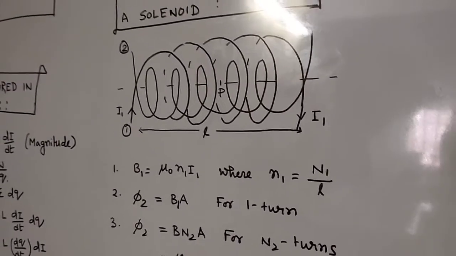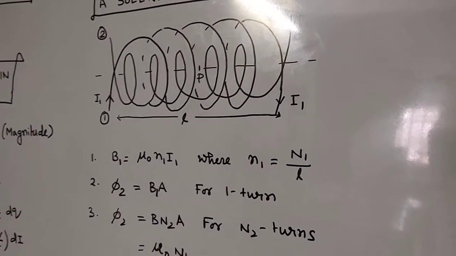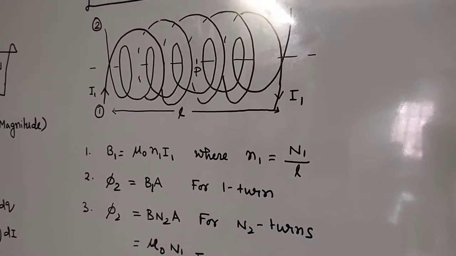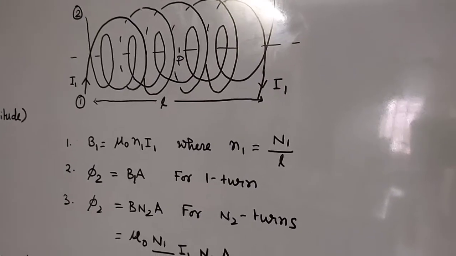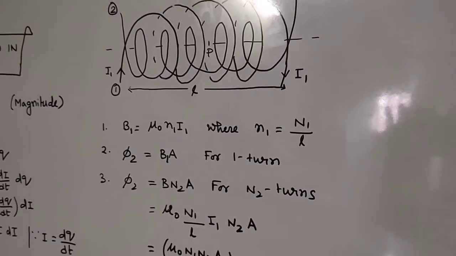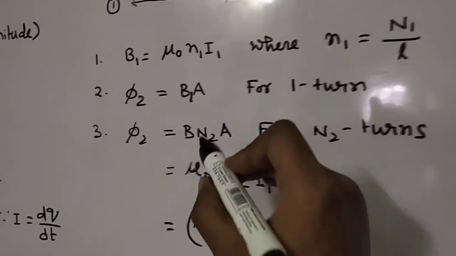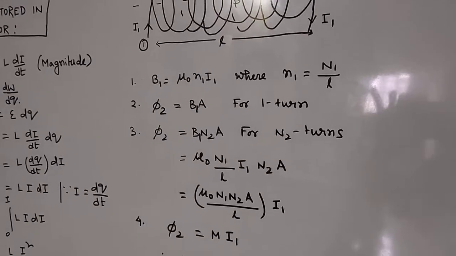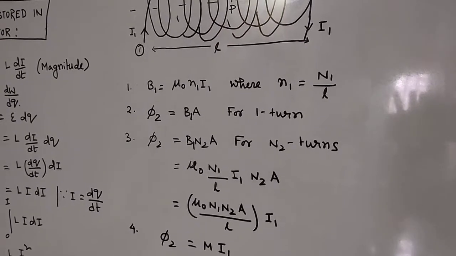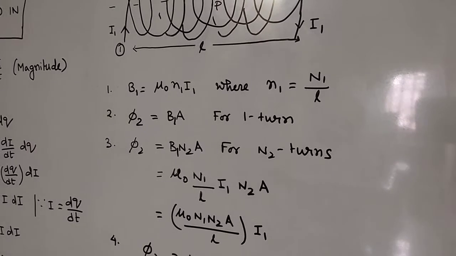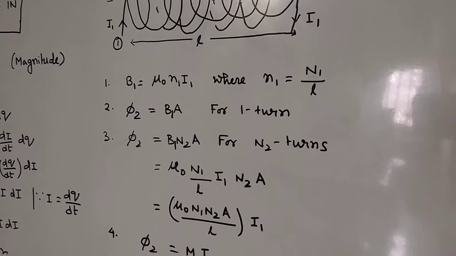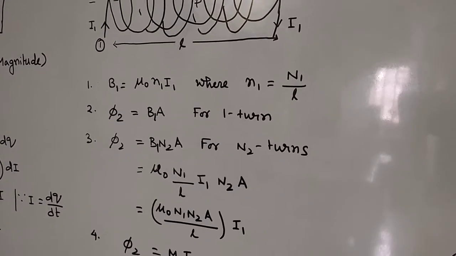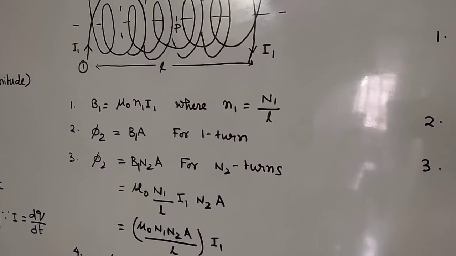So, flux on solenoid 2, where there is no current, that is your phi 2 equal to B1 A. A is the area of each turn. This is for one turn, turn number 1. And for N2 turns, again you have to use this B1, that is your phi 2 equal to B1 A, and here you do have N2 turns, because we are interested in defining the flux on solenoid 2.